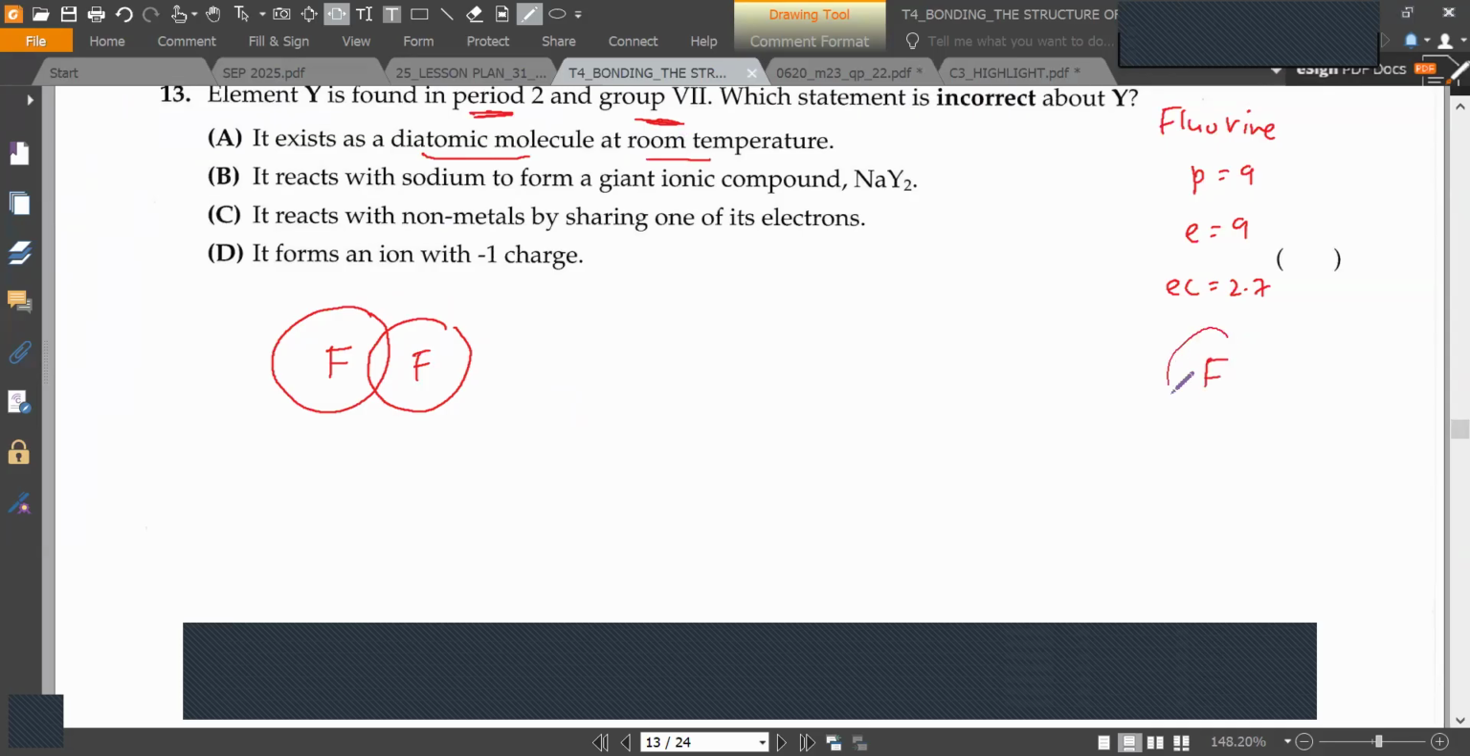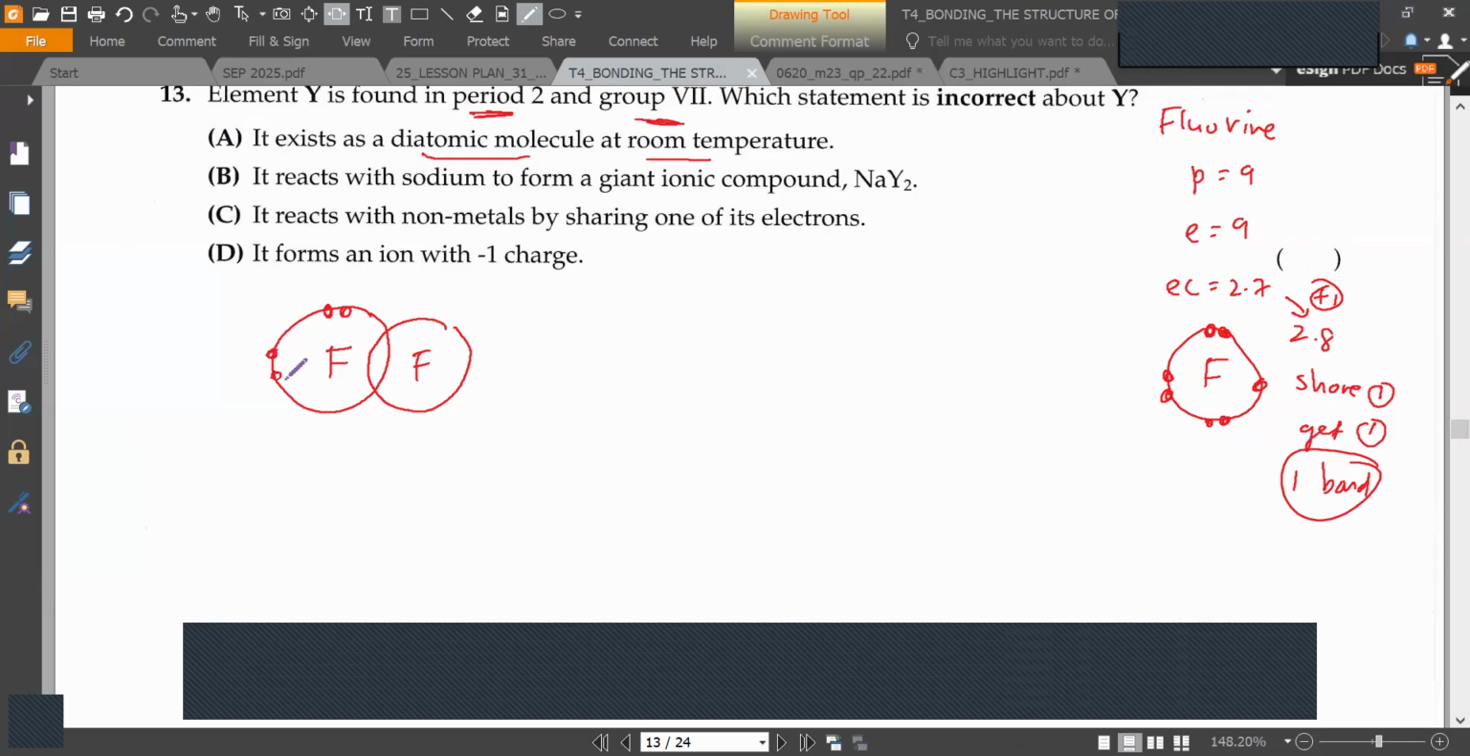It starts with 7 outer electrons: 1, 2, 3, 4, 5, 6, 7. So it needs to go to 2, 8. So it needs to gain 1 electron. So it will share 1, get 1. So it will make 1 bond, a single bond.